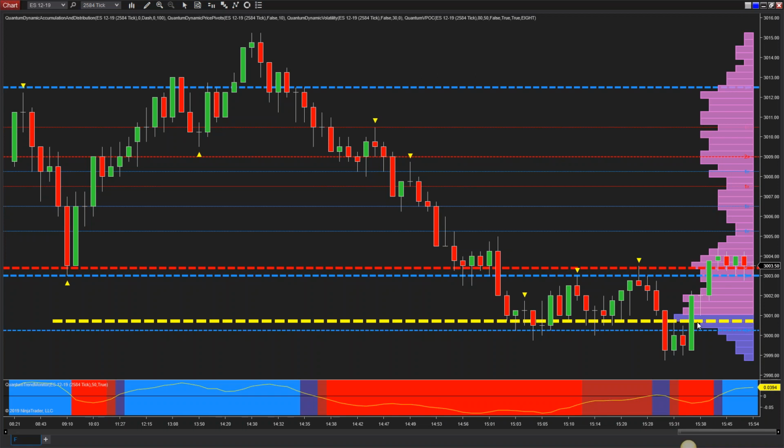We've got the volume point of control down here, the VPOC, so we can see where our volume histogram is. If this market is going to move up to the 3005, 3006 region, we've got a low volume region here, so we should move through that pretty quickly.